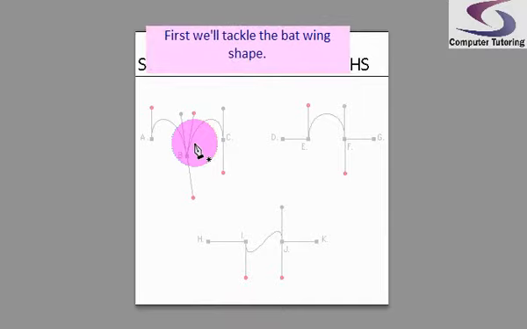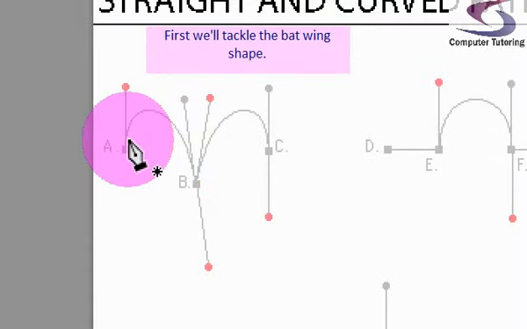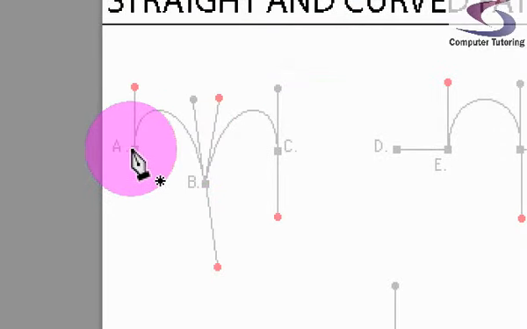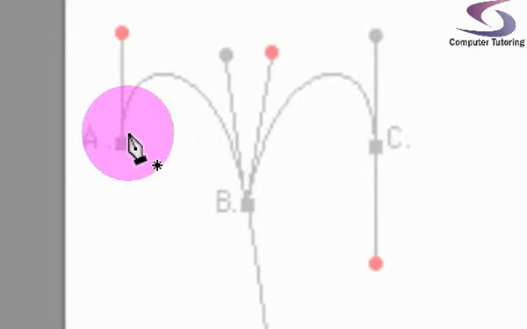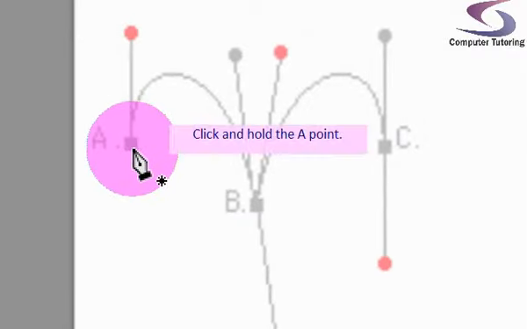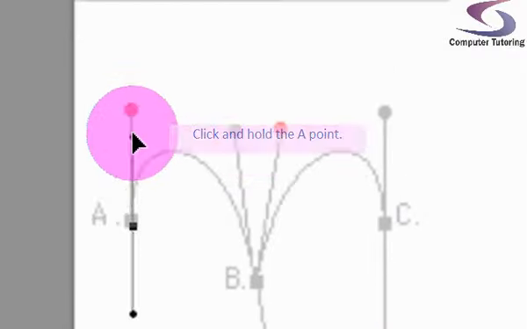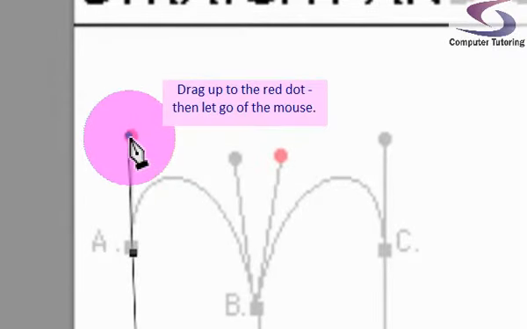Let me just zoom in a little bit so you can see. There we go. I'm going to zoom in a tiny bit myself as well. Okay, so you're going to click on the A, hold your mouse button down on the A and drag up to the red dot. Just there, let go of the mouse. Make sure you let go of the mouse at this point.